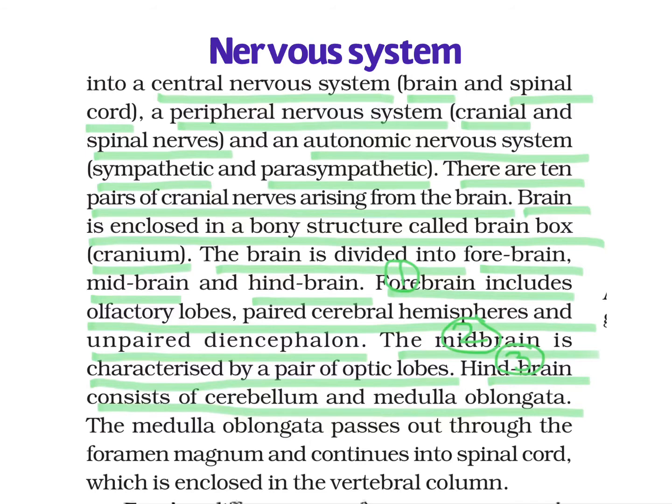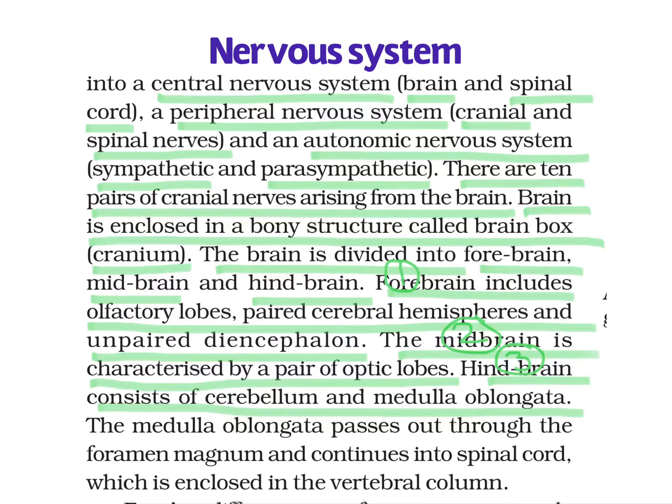Now there are 10 pairs of cranial nerves which arise from the brain. This number you have to remember. The brain is enclosed in a bony structure which is also known as the brain box. This is made for protection, and another name for brain box is cranium. The brain is divided into three parts: forebrain, midbrain and hindbrain.